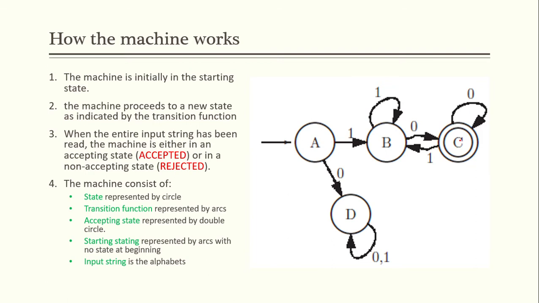So the machine consists of states. A, B, C, D are the states. They have a transition function represented by the arc. The arrow is a transition function. And the accepting state is represented by a double circle. We have a starting state represented by an arc with no state at the beginning. The input string is from the alphabet. So this is roughly how finite state machines look.